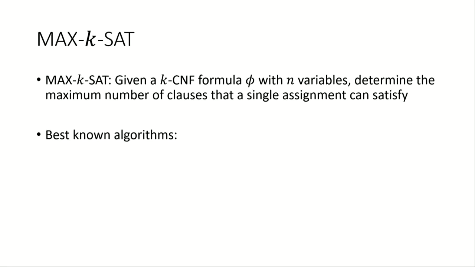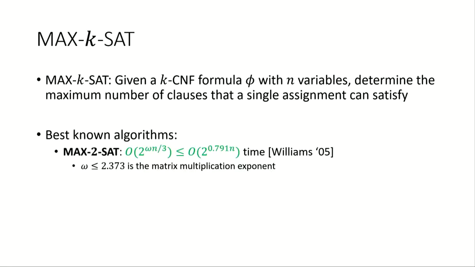So for Max-2SAT, you probably know 2SAT, like the usual 2SAT problem, you can solve in polynomial time. Max-2SAT we don't know how to do that. And the best known algorithm looks like this. It's n to the omega n over 3 is the best running time, where omega is the matrix multiplication exponent. And this was a nice result by Ryan Williams from 15 years ago.